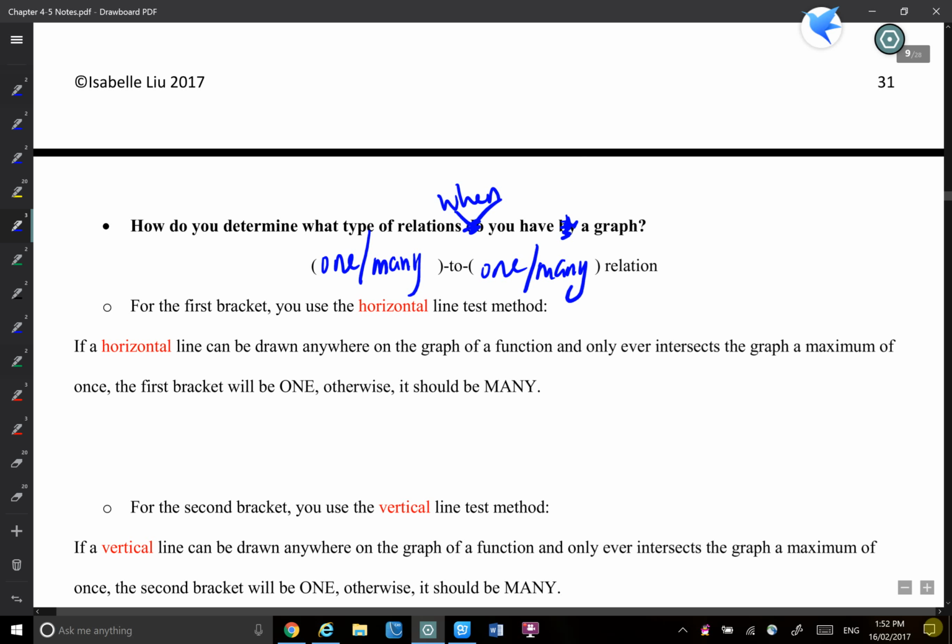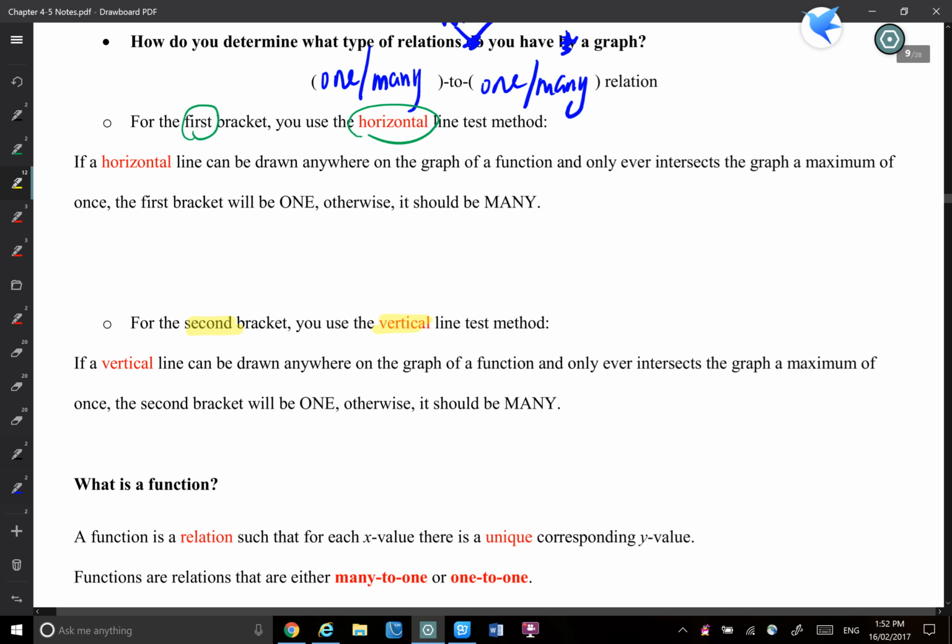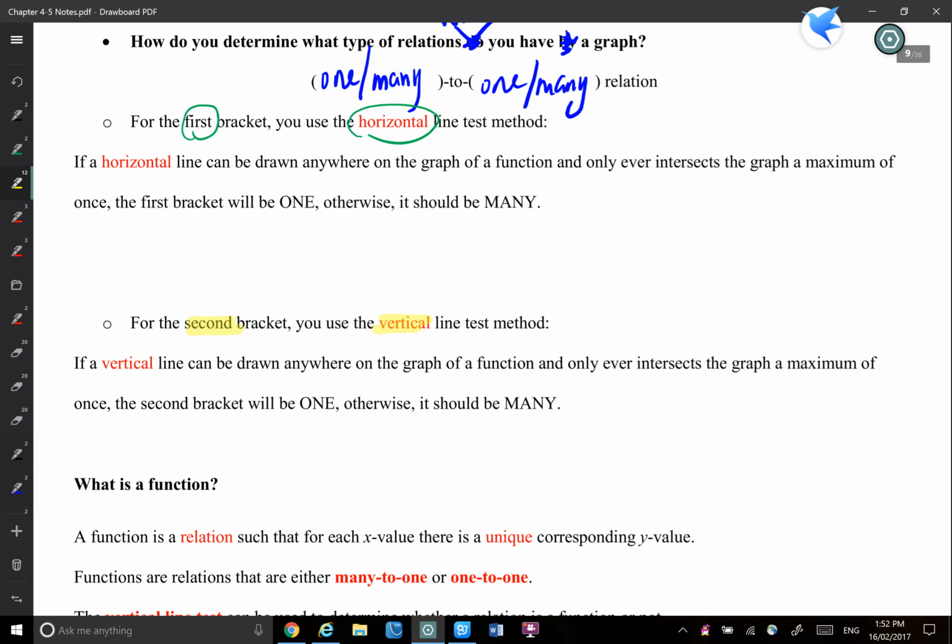we will use the horizontal line test. For the first bracket we draw a horizontal line. For the second bracket we use a vertical line. So how will this line test work? If a horizontal line can be drawn anywhere on the graph of a function and only ever intersects the graph a maximum of once, the first bracket will be 1, otherwise it will be many.